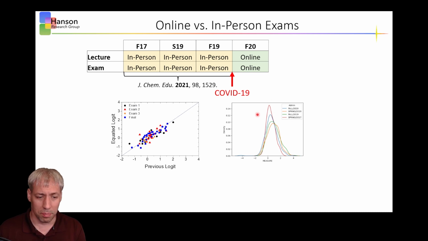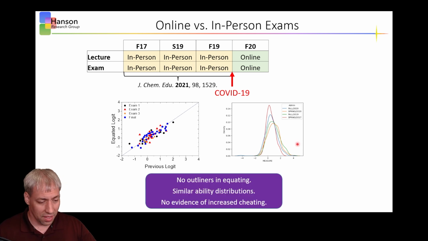Likewise, you can see the student ability graph, where we basically take that right plot and turn it 90 degrees, and we get a graph that looks something like this. And so we can compare student ability relative to the corrected difficulty comparison between the exams. And you can see there's no dramatic difference for the fall of 2020 versus the previous exams. And so again, major conclusions: there's no outliers in the equating procedure. We had similar ability distributions across all the exams. And overall, we just saw no evidence for a profound increase in cheating.